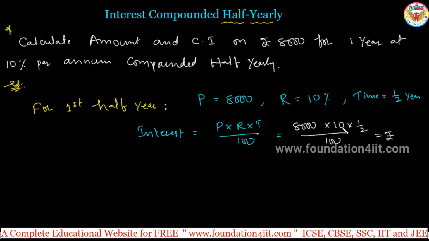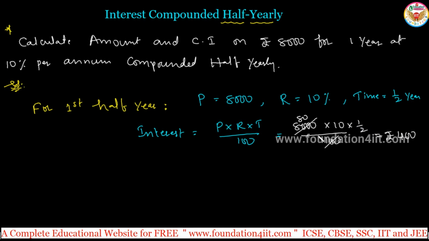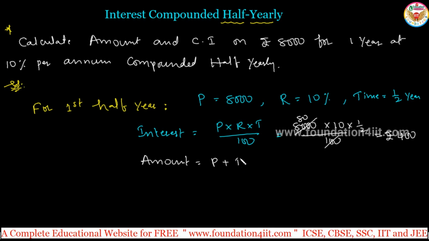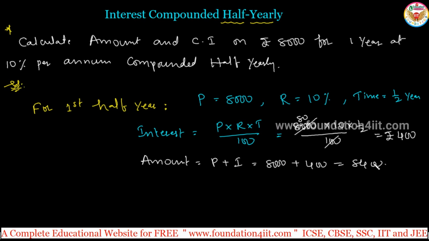Yes. So that is 100 times 80. 80 into 10 into 1 by 2. 80 into 10, so 800 and divide by 2. So 400. 400 rupees is the interest, right? Up to this. Now you can find out the amount. So amount is equal to principal plus interest. So principal in this case is 8,000 plus interest is 400. So 8,400 is the amount, right?